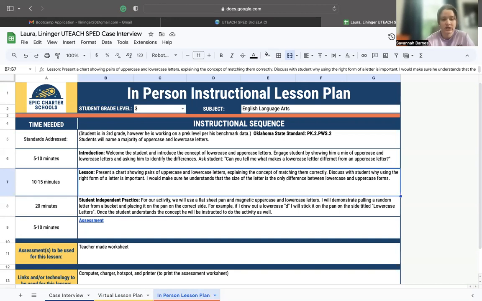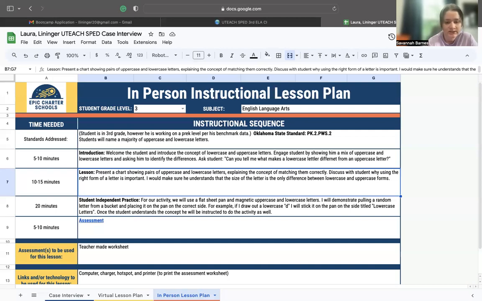And then for the lesson, I would present a chart showing pairs of uppercase and lowercase letters, explaining the concept of matching them correctly, and discuss with students why using the right form of a letter is important. I would make sure that he understands that the size of the letter is the only difference. The size of the letter doesn't make the difference between a lowercase and uppercase letter.